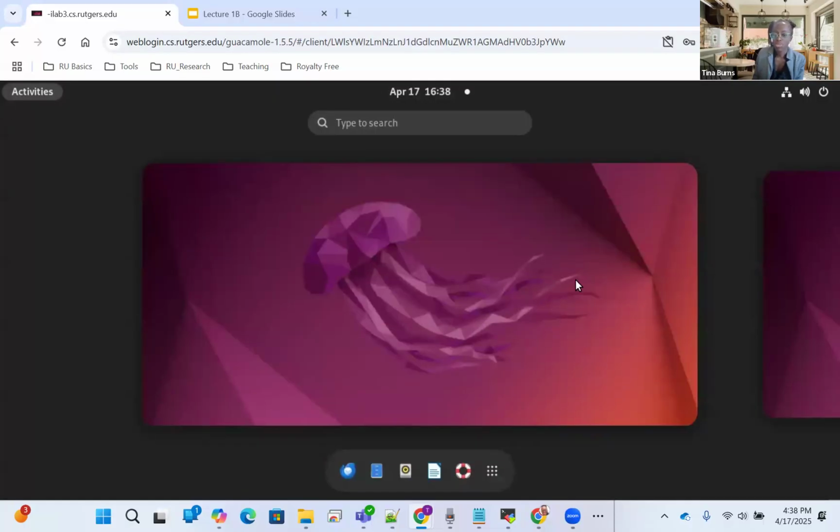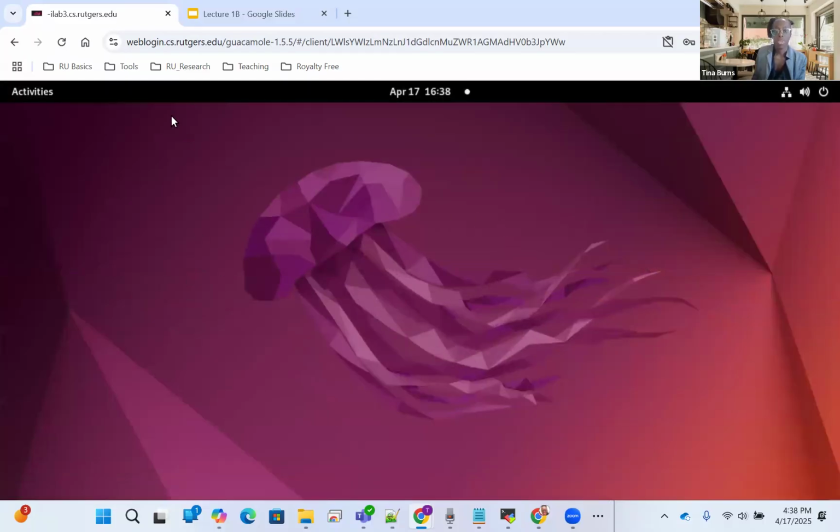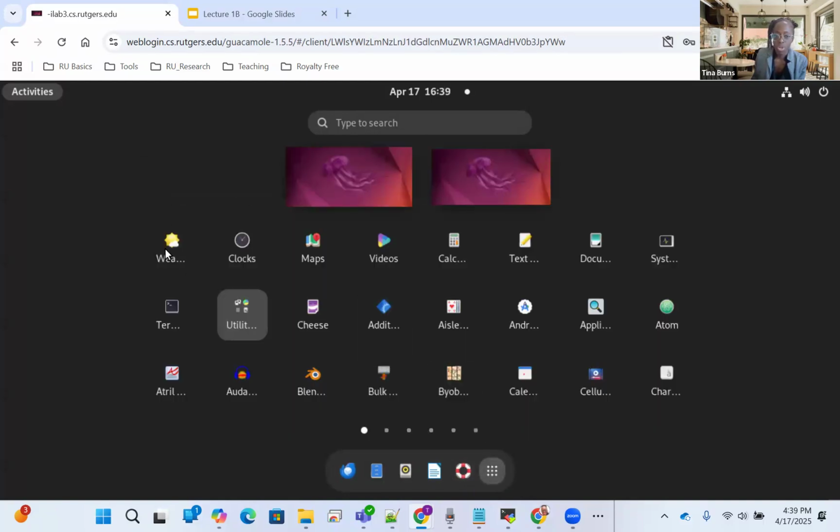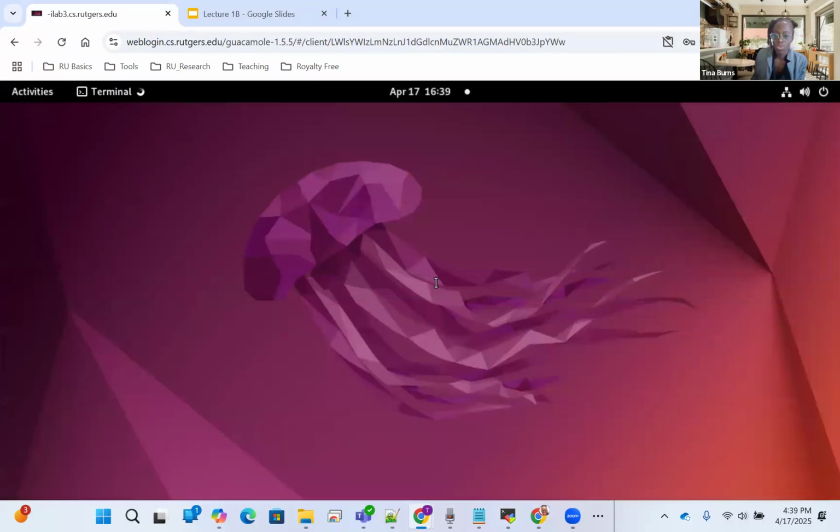And sometimes the ilabs machines are slower than I want them to be. Okay, so it will come up with this Linux platform. This is if you come through the Guacamole Apache system here. And when you get to this platform, then you can open up a terminal and do whatever you want to do here. So I'm going to open up a couple terminals.